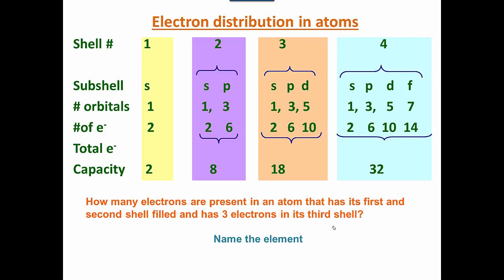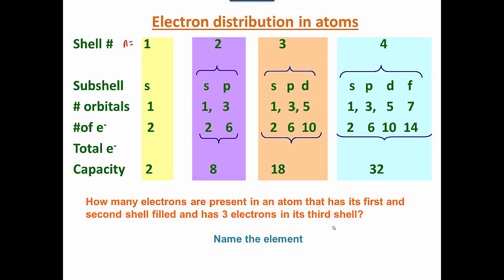Oops, let me go back here. So let's go ahead and summarize this. I put this table together to show you. So here is our shell number, or n, equal to 1, 2, 3, and 4.